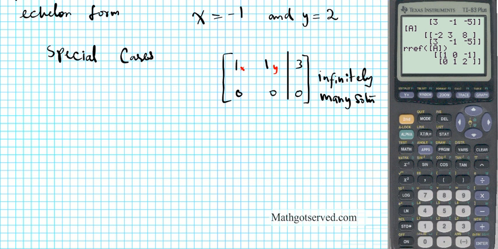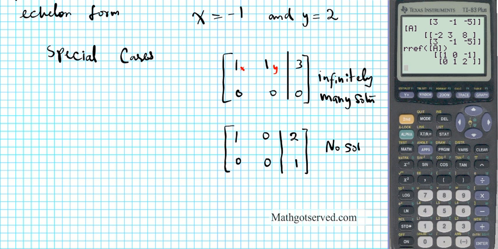Another special case to consider is if you do this system I'm showing you on a calculator and you end up with an answer that looks like this: 1, 0, 1, 0, 2, and 0, 0, 1. If you have any case like this where you have just a number in the rightmost column and you have zeros here, this means there is no solution.